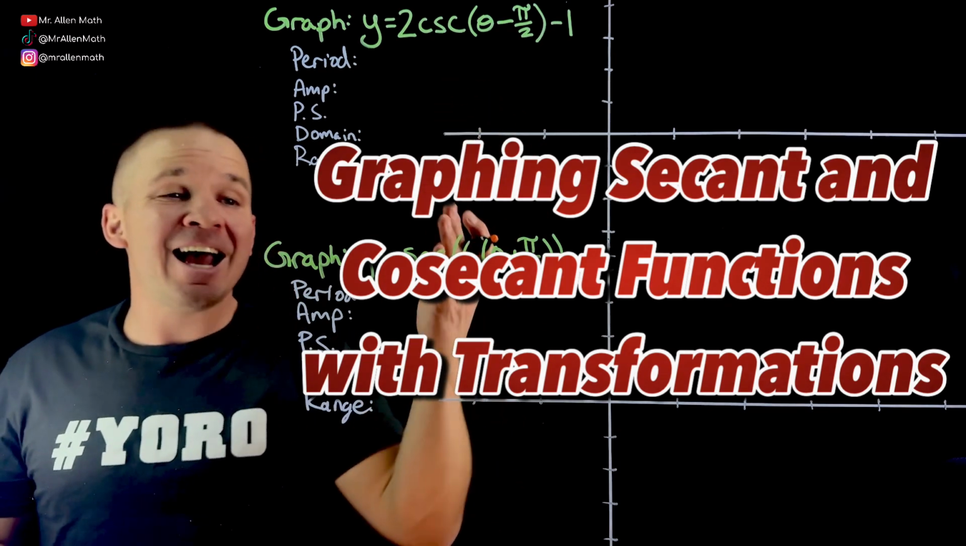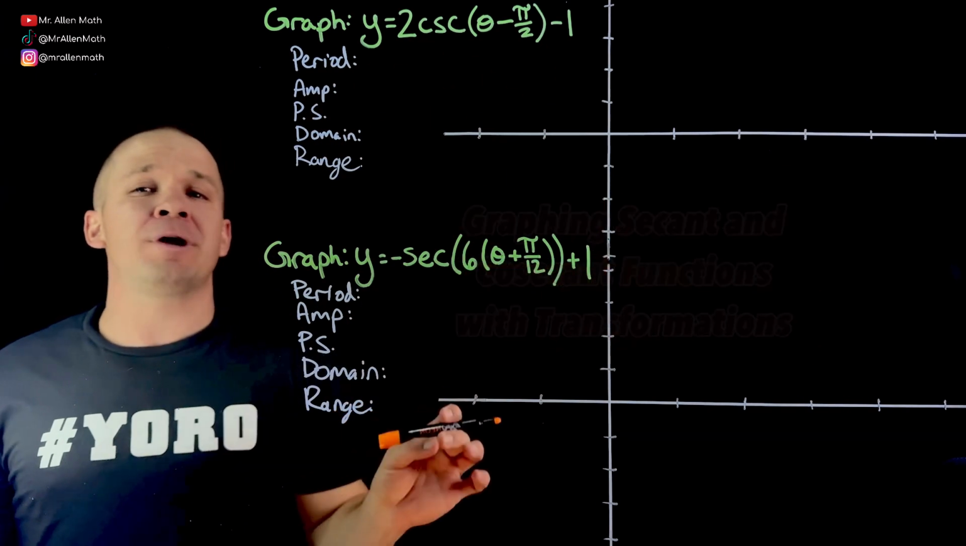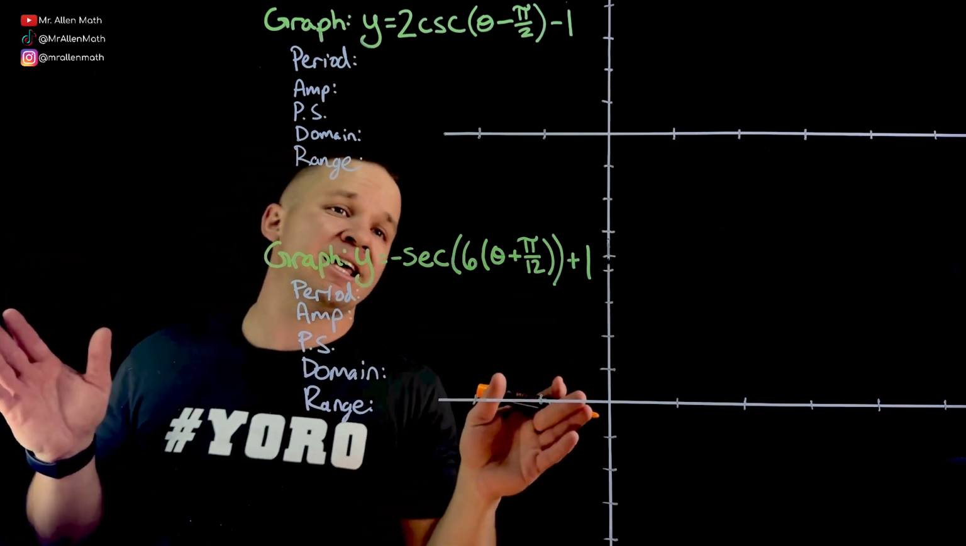We're about to graph some reciprocal trig functions. We've got cosecant and secant with a whole bunch of different transformations here, so it's going to be loads of fun. I can't wait. Let's get it started.